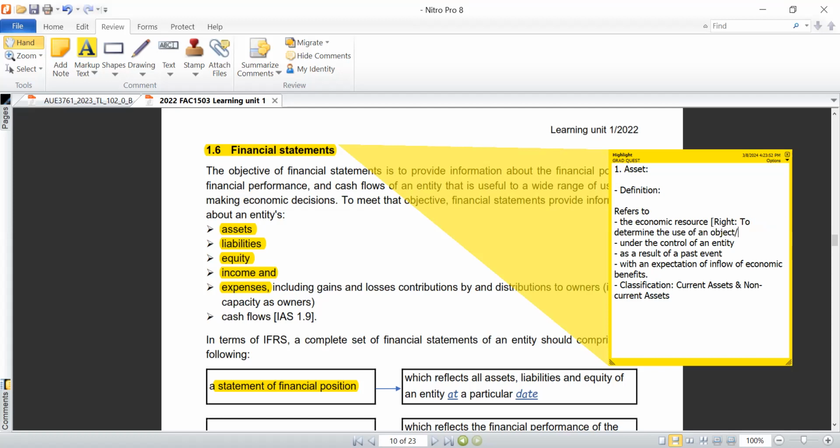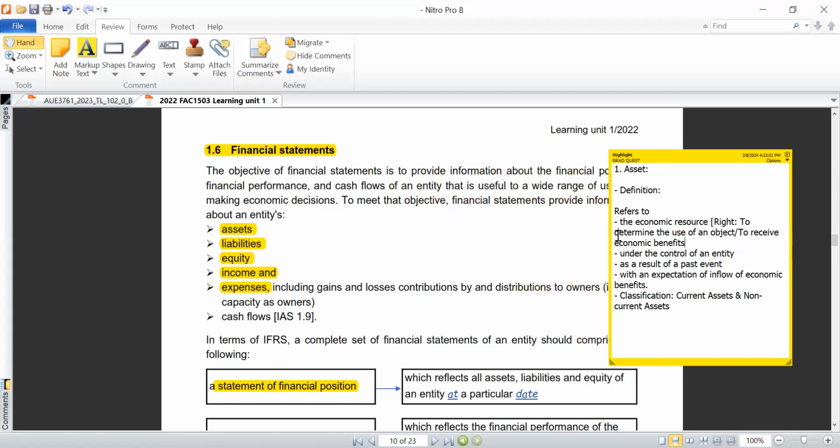Not only that, but the right can also refer to the right to receive economic benefits. The right to receive economic benefits can refer to the right to receive actual cash, all right, maybe as a payment from a client who had acquired certain items on credit from the organization. Right. Very, very important, colleagues, to take note of this.